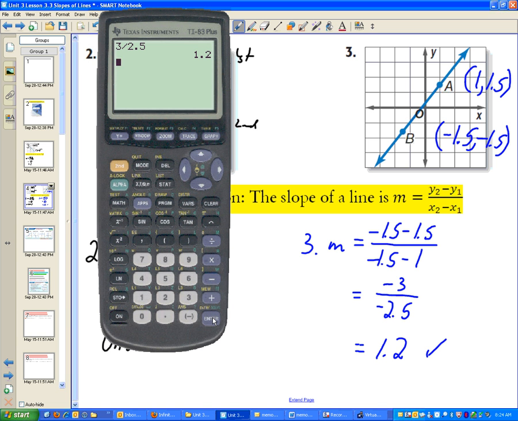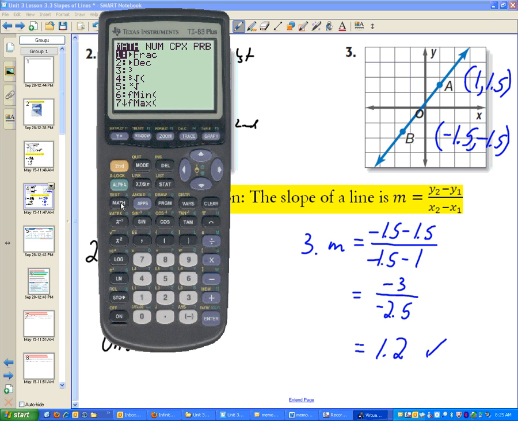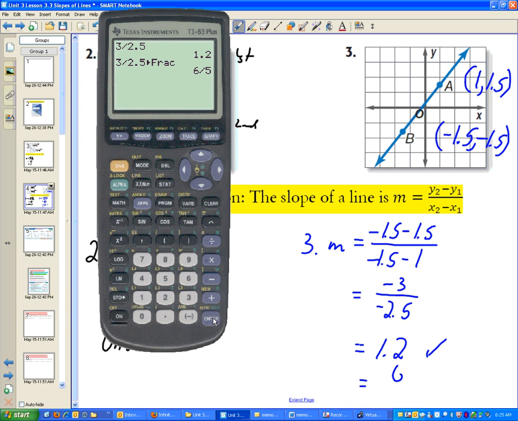I wonder if my calculator can help me. Watch this. This is cool. 3 divided by 2.5. Then I hit the math button, and I choose number 1 because that says fraction. Ooh. It changes it to a reduced fraction. It's still improper, but it changes it to a reduced fraction for you.